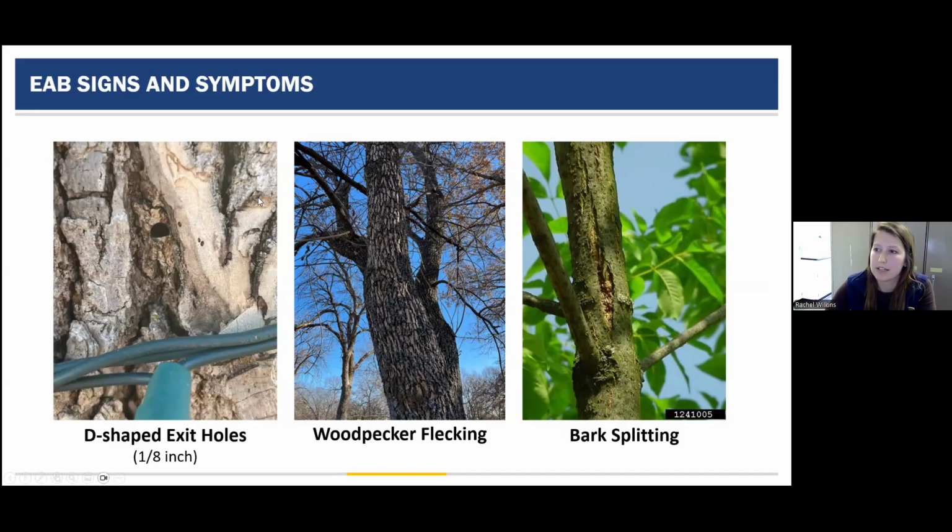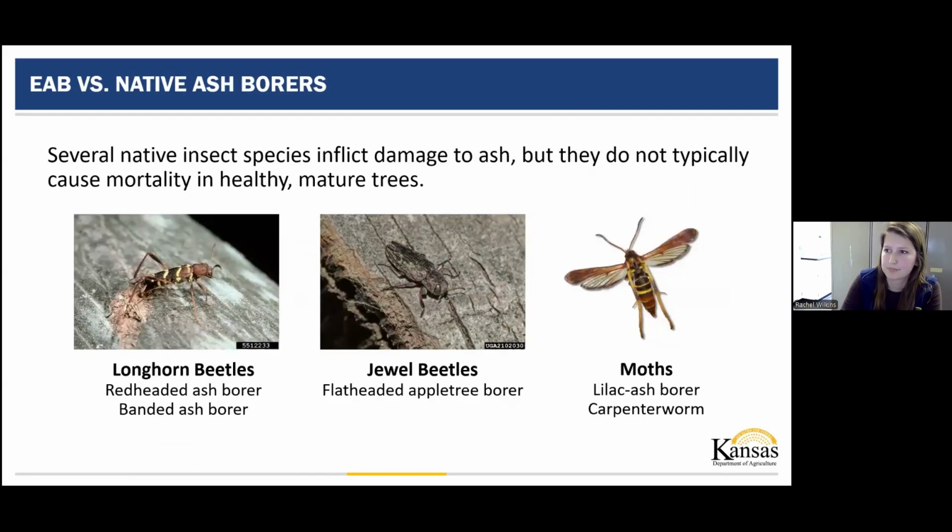And then if you look in the center here in this photo, you can see that there is another sign you can look for is woodpecker flecking. And so this is caused by woodpeckers coming to the tree. In the process of trying to get to insects within the tree, they kick off a lot of bark. And so that's a sign that you may have emerald ash borer, but you also have some sort of insect activity within your tree. And then finally on the right, you can see what we call bark splitting in the tree here. Another word for this is vertical bark splits, and this is caused by the tree attempting to heal over some sort of damage behind the bark.